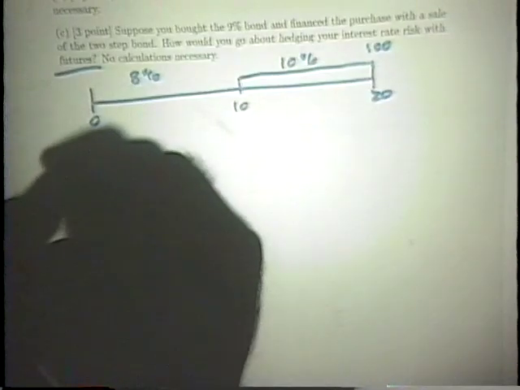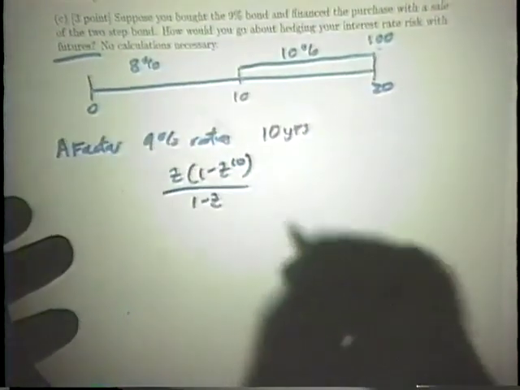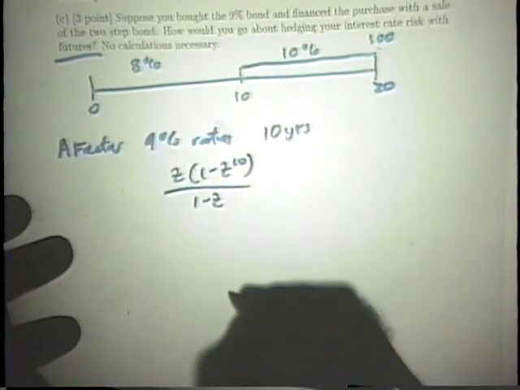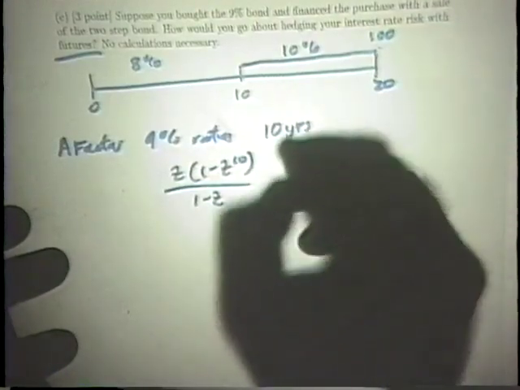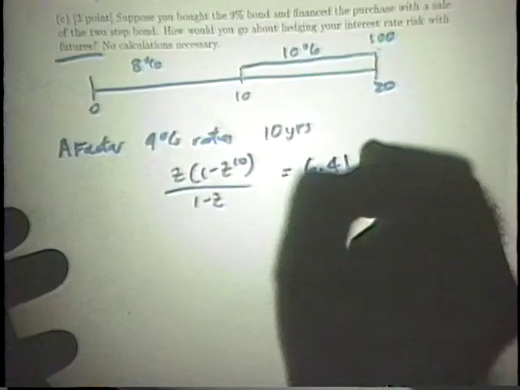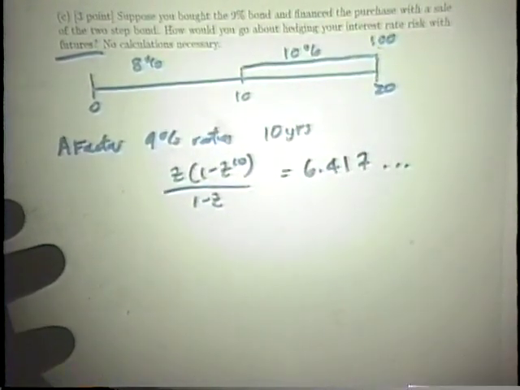And so we need the annuity factor, given 9% rates, which is the true rate the economy is given, and for 10 years. And we can do that, and the formula is, what is it, z times 1 minus z to the power of 10 divided by 1 minus z. And that annuity factor equals 6.417 plus some other stuff.